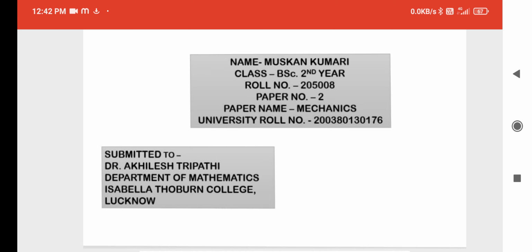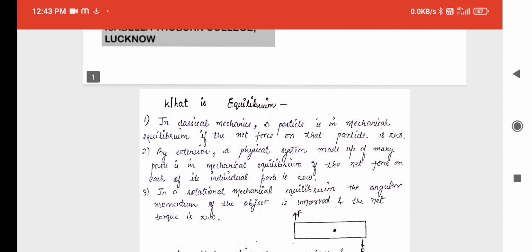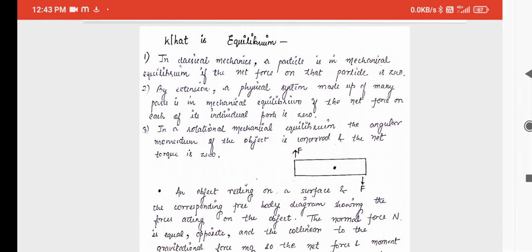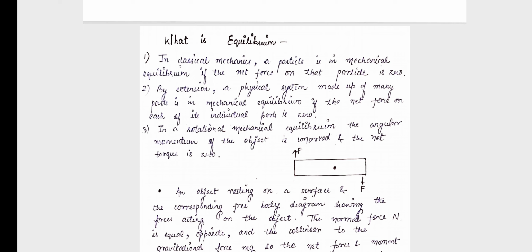Today I am going to give a presentation on the topic theory of equilibrium, types of equilibrium and applications of theory of equilibrium on strings, system of forces and virtual work. So let's start. Firstly, we have to understand what equilibrium is.